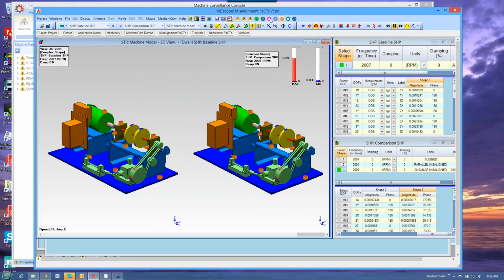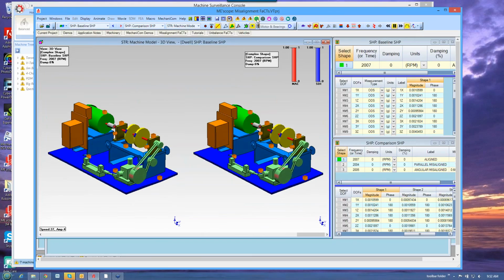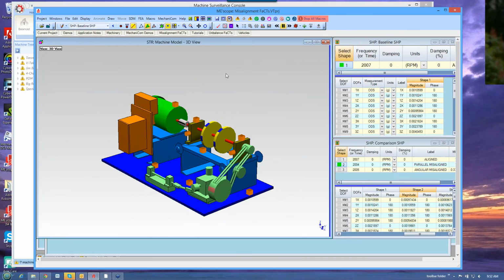Well, let me make sure we're animating all the DOFs. So we'll push the all DOFs button here. Okay, so that was the all DOFs case. Now let me set it back where we're comparing the aligned with the aligned. So our values are 1. And now I'm going to say, let's just look at motor and bearings. So let's just suppose that we only took data from the motor and the bearings. So there's the aligned case. There's the misaligned case. You can see they both went to 0.